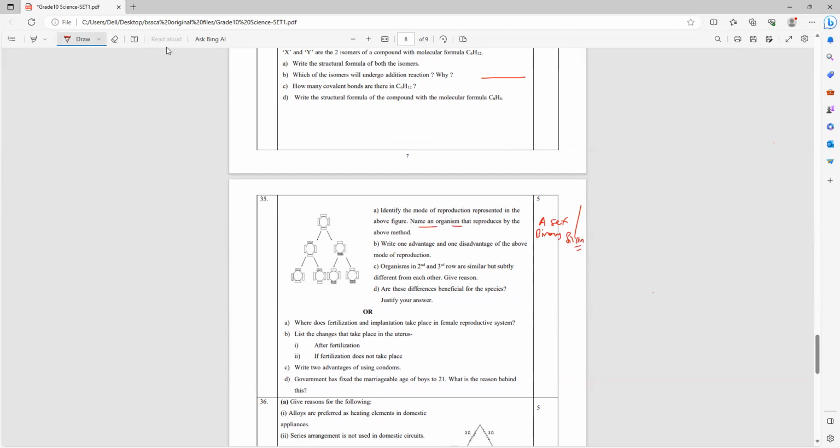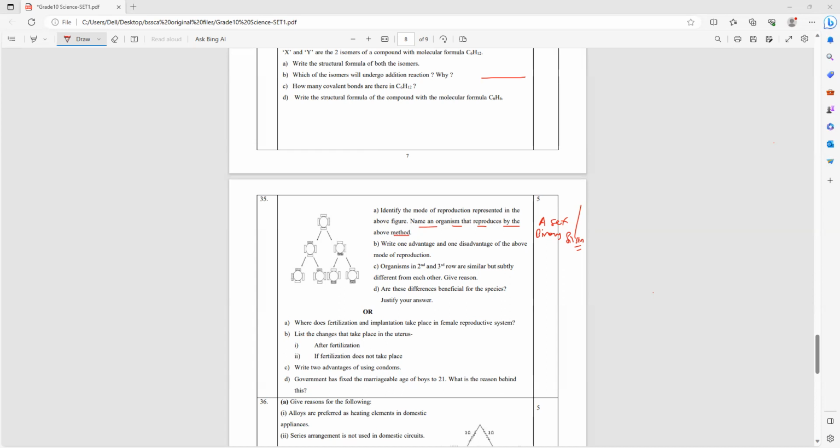Name an organism that reproduces by the above method. Many examples we have. So binary fission, what are the examples, guys? Anybody? Yes, amoeba, paramecium. Other examples I have given: Leishmania. Leishmania causes what fever? Kala-azar, black fever. Amoeba. There is another one, euglena. So all of these undergo binary fission, asexual reproduction.